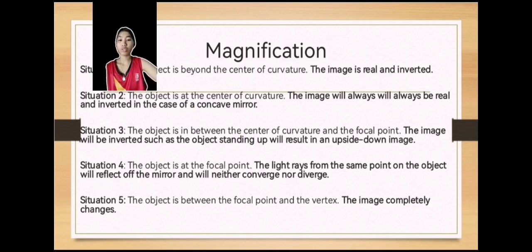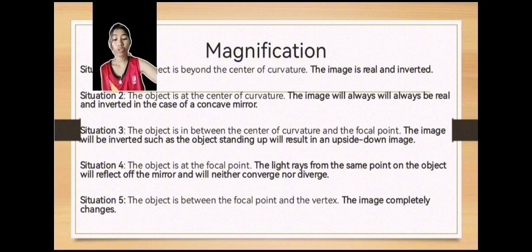So next is situation 3, in which the object is in between the center of curvature and the focal point. Here, the image height and the image distance become greater than the object height and the object distance, respectively. In this case, the image will be inverted, such that an object standing up will result in an upside down image. And also, the image will be located beyond the center of curvature.